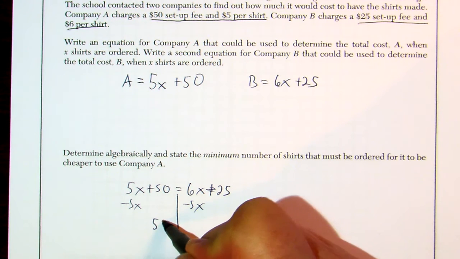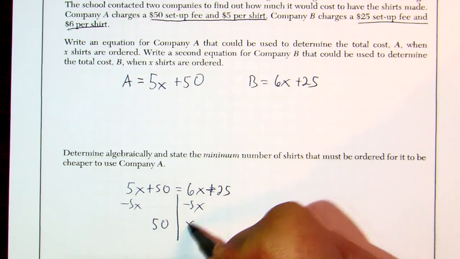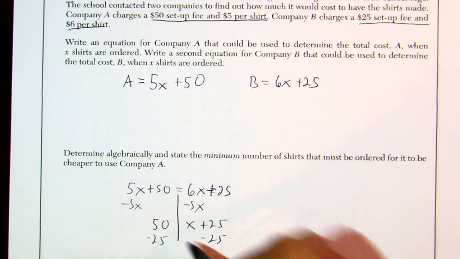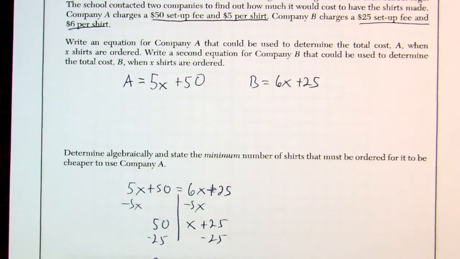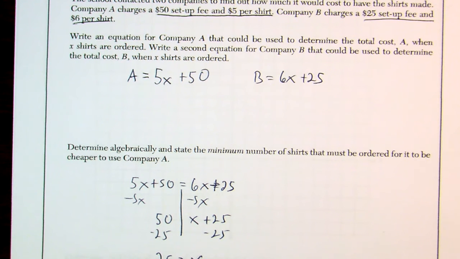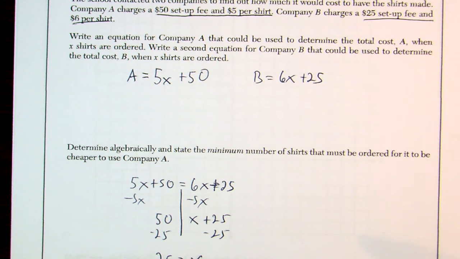So 50. Over here, we're going to have an x plus 25. Subtract 25 on both sides. So 25 equals x. That's when they're equal. They want to know when it's cheaper. They're cheaper when you add more shirts. So if you add 26 shirts, minimum 26 shirts, it should be cheaper.